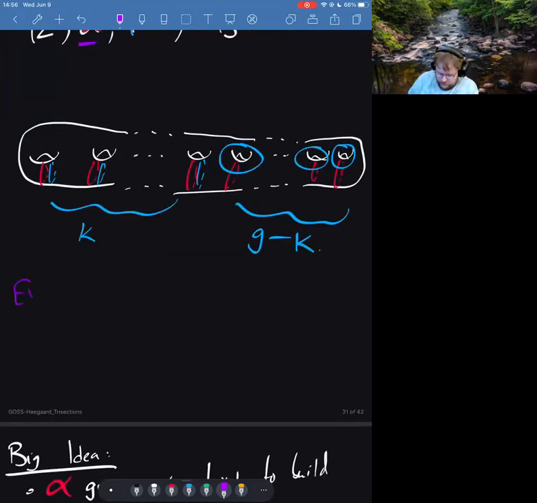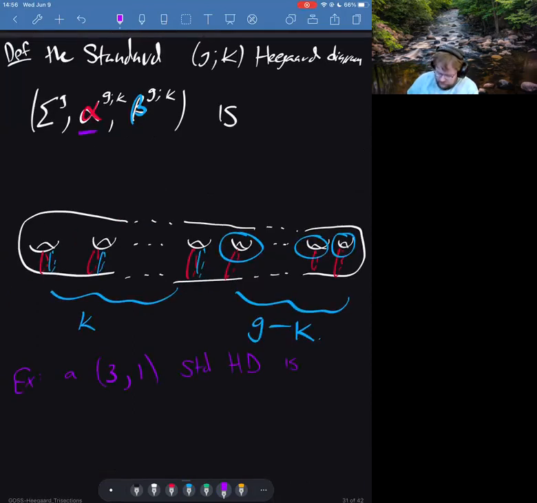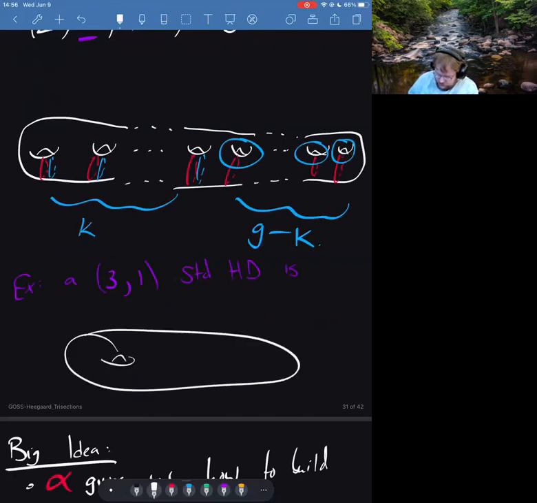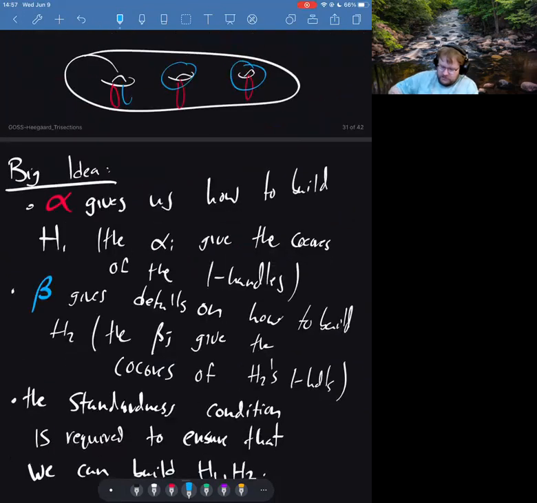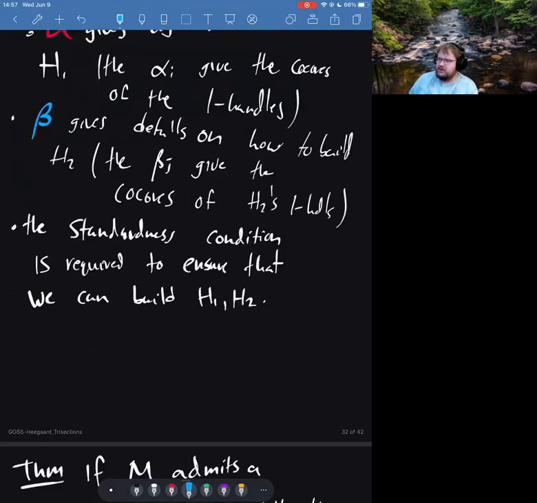So an example, a (3,1) standard Heegaard diagram is this picture. So one of our blue curves is parallel to a red curve, and then the other two intersect transversely in exactly one point. So the big idea is that alpha curves tell us how to build H_1, the beta curves tell us how to build H_2, and the standardness condition is required so that we can build the union in a nice, smoothly defined way.